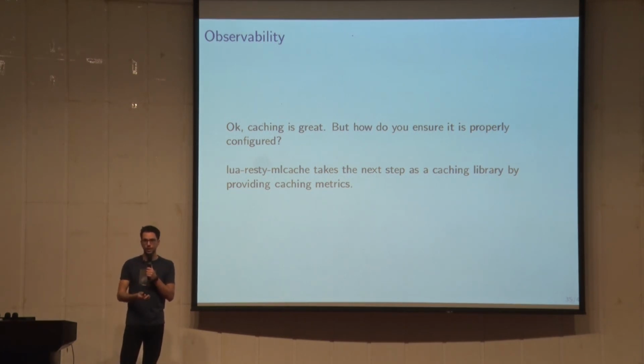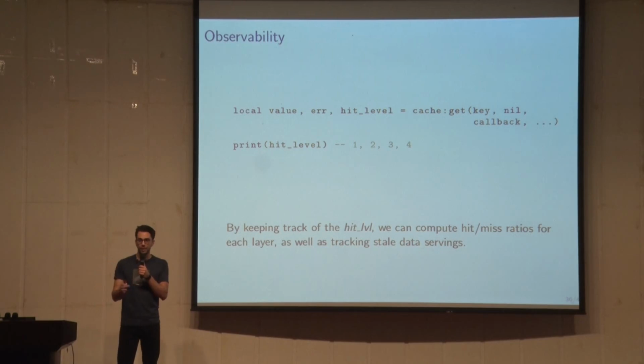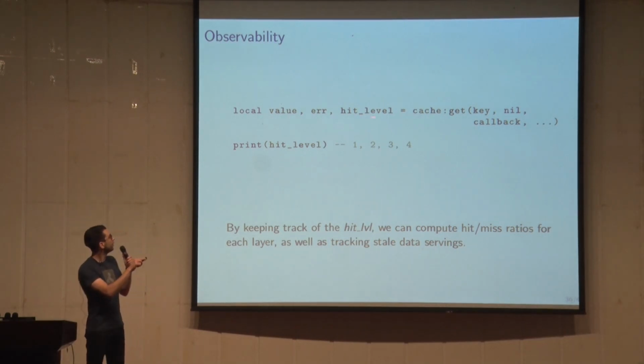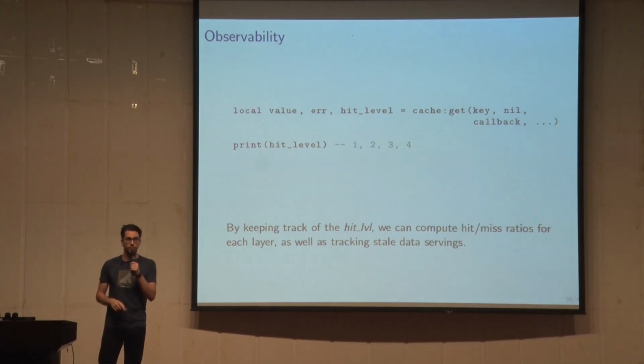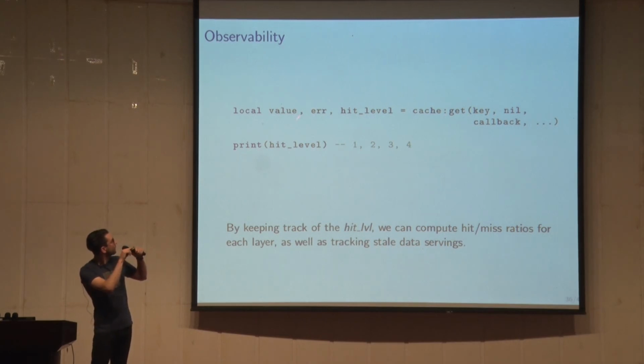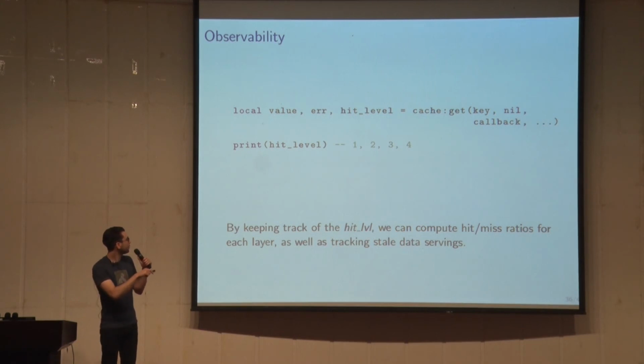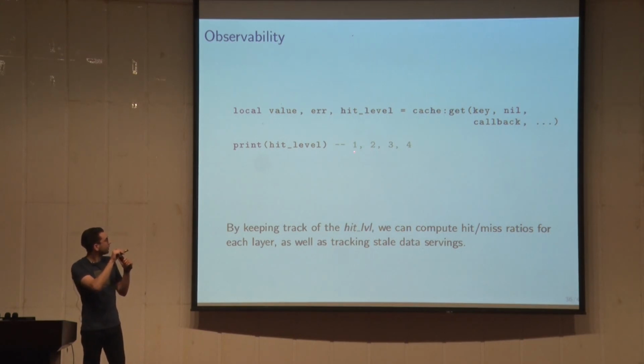Try to fine-tune your caching. mlcache has different ways of providing observability and metrics, and we'll have more in the future. One of those ways is the hit level value returned by the cache get function. Whenever I obtain a value from the cache, even if it's a miss, I also get a hit level. Each value has a special meaning that is documented, but eventually it means that I hit the level 1 cache, the level 2, the database lookup, or I got a stale value that was served to me.